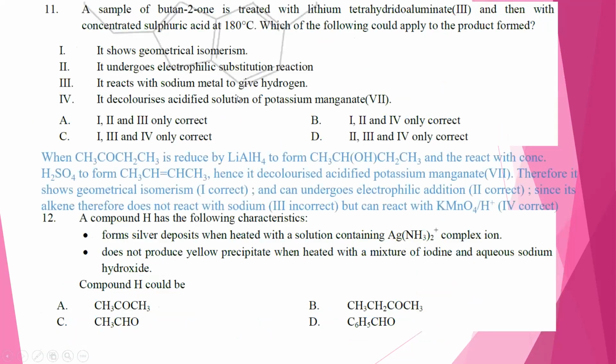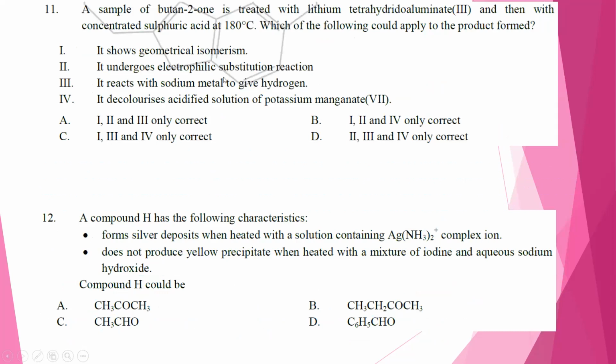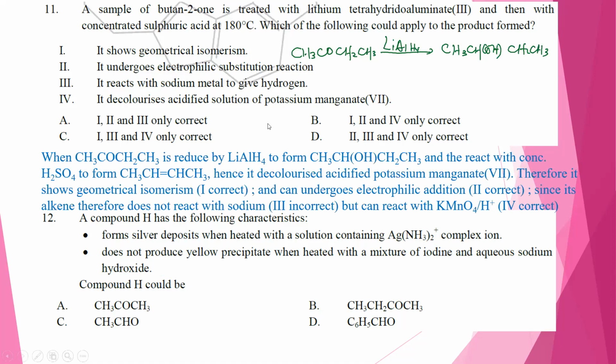So let's continue to question 11. A sample of butan-2-one is treated. Alamak, I think it seems that it's kind of repeating. Never mind, let's still continue. As we already deduced just now, when you react with LiAlH4, you become the secondary alcohol, CH3CH(OH)CH2CH3. Then number 2, it undergoes electrophilic substitution reaction, which is also correct. Then, when you react with concentrated H2SO4, we become an alkene.